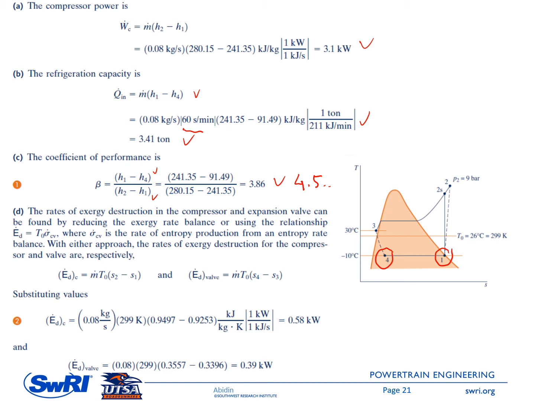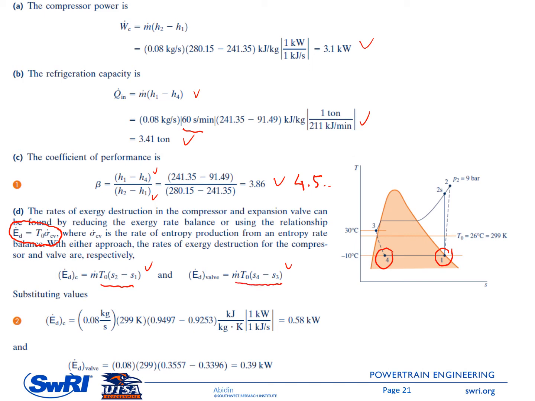And the next one is the rate of exergy destruction in the compressor and expansion valve. This can be found by reducing the exergy rate balance or by using the relationship of this one. So this is the exergy destruction. This is T0 times sigma of the control volume, and the sigma is the entropy production from the corresponding component. And then with either approach, the rates of exergy destruction for the compressor and valve respectively are formulated by this formula. So this one is for the compressor, and then this one is for the valve.